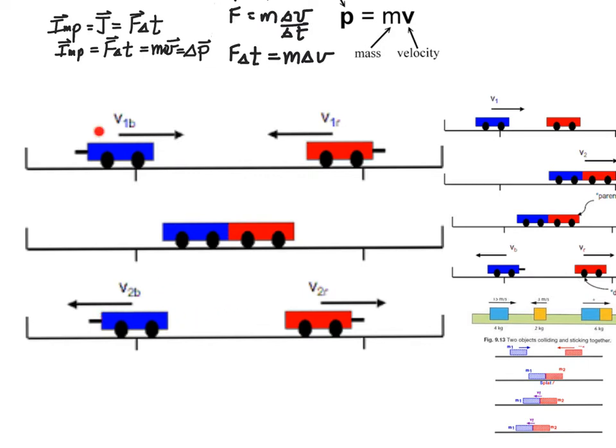And notice, this has a positive momentum, and it comes back with a negative momentum. This has a negative momentum, and it comes back with a positive momentum. So the momentum of each cart changes. But if we consider the carts as a whole system, the force on each cart is internal. And so the two carts as a system will have no change in momentum.